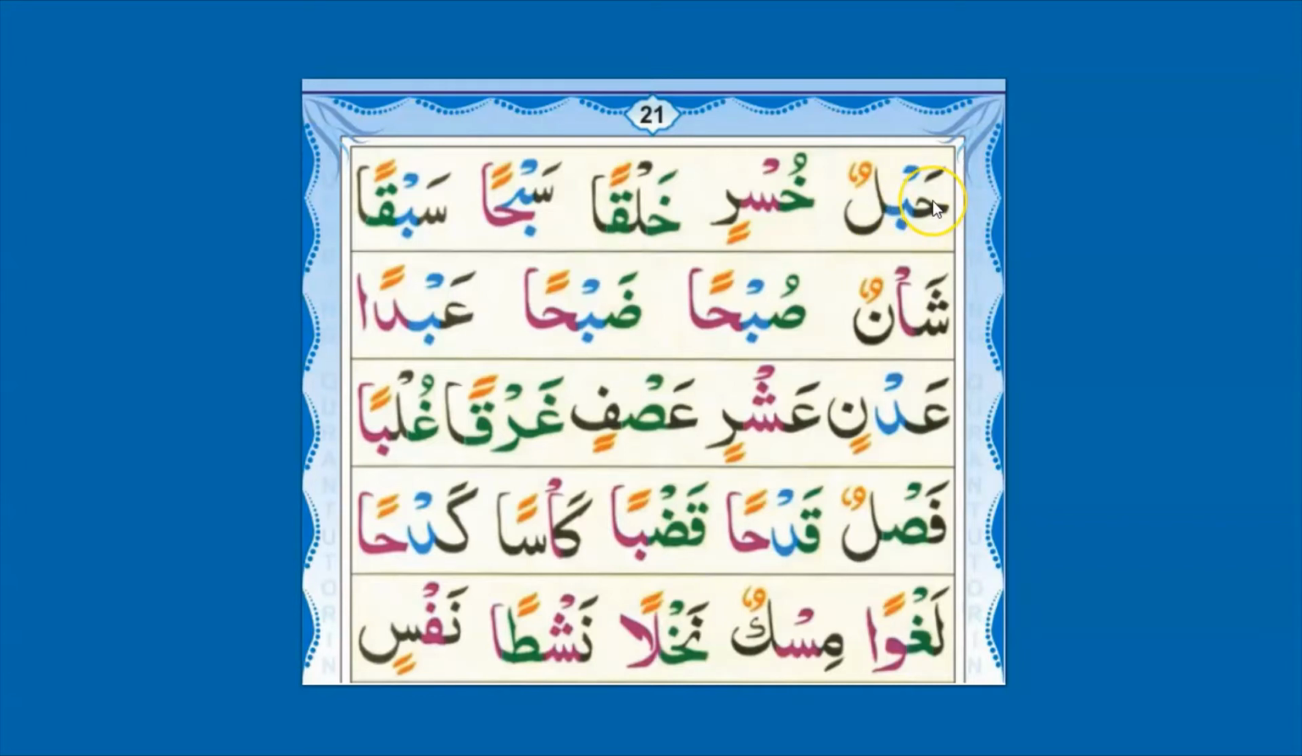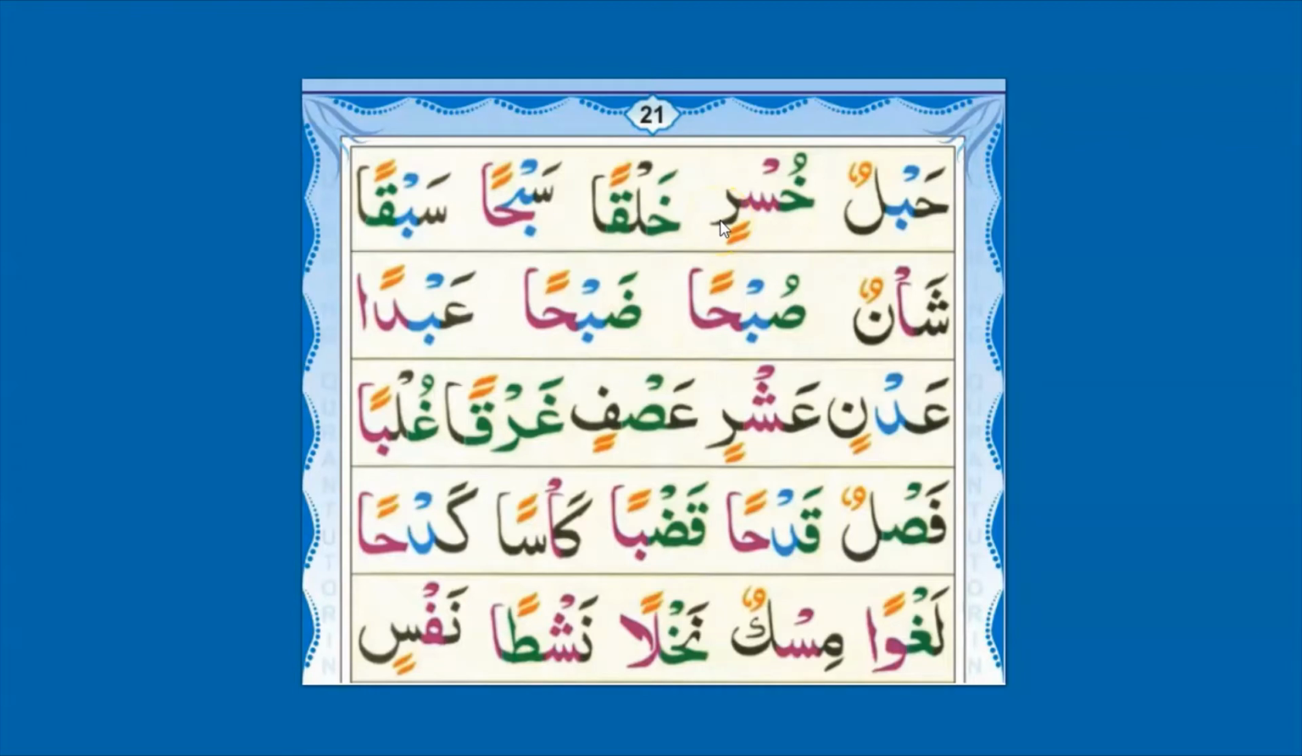So Ha, Ba, Fatha, Habe, Lam, Dhammatain, Lun, Habe, Lun, Waqaf, Habil. Alright? Kha, Sin, Dhamma, Khus, Ra, Kasratain, Rin, Khus, Rin, Waqaf, Khus.